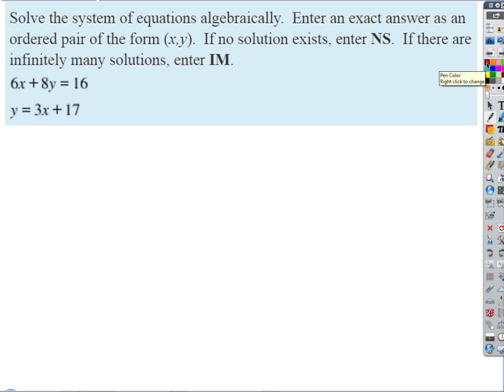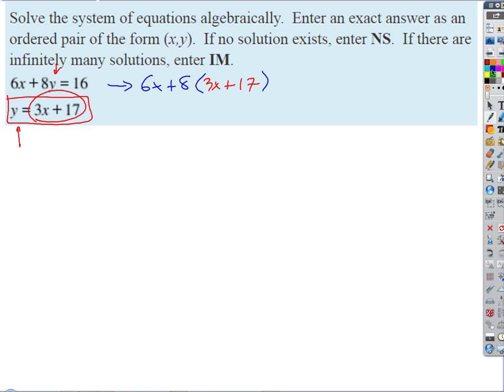What I always tell my students to do is to put a box around the substitution equation. In this equation, y is isolated, and so we're going to substitute that into the other equation. Where we have a y in the first equation, we're going to substitute in 3x plus 17. So what's that give us? In the first equation, we get 6x plus 8 times y, and for my substitution equation, y is 3x plus 17, and then that's just equal to 16.